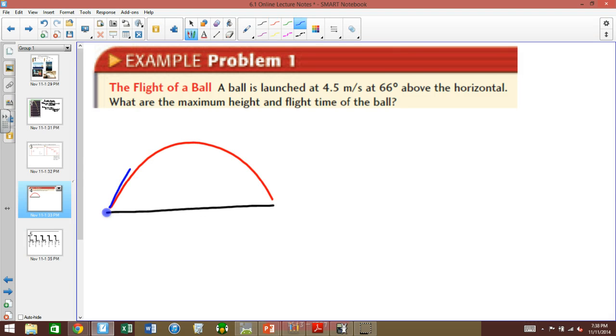So I'm firing it with an initial velocity of 4.5 meters per second and an angle of 66 degrees above the horizontal. What's the maximum height and the flight time? So here are the steps to solving any physics problem that involves projectiles. Step 1, you break it into its x and y components.